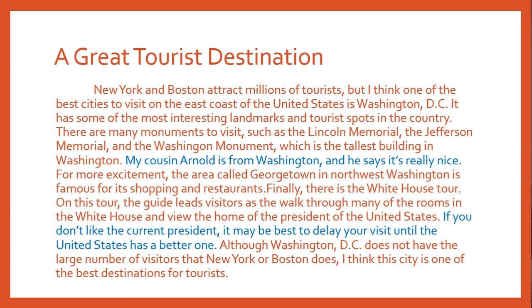The next sentence, if you don't like the current president, it may be best to delay your visit until the United States has a better one. This, again, is unrelated. It provides unnecessary commentary about personal views about the President of the United States rather than describing the White House tour or giving a reason to visit Washington, D.C. So these are really distracting from the actual purpose of the paragraph, and they really disrupt the way a paragraph should be written.